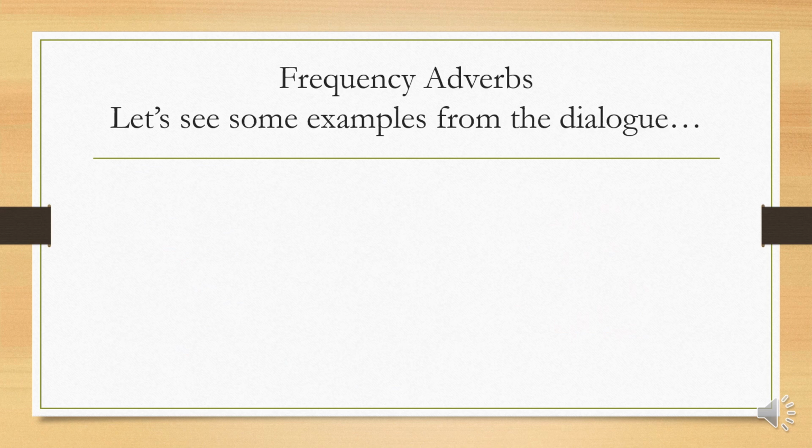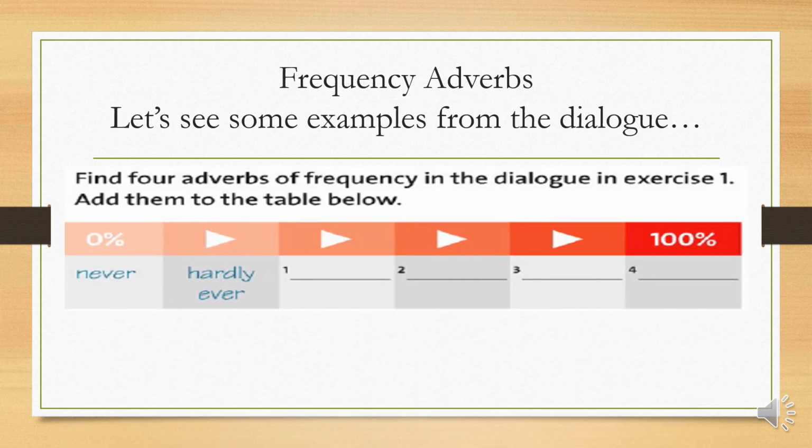Now, we're going to see the adverbs of frequency and we're going to see some examples from the dialogue. We're going to use the 4 adverbs of frequency from the dialogue in exercise 1 and we're going to add them to the table. You can see that the first adverb of frequency is never. The second one is hardly ever. Then we're going to complete with sometimes, often, usually, and always.